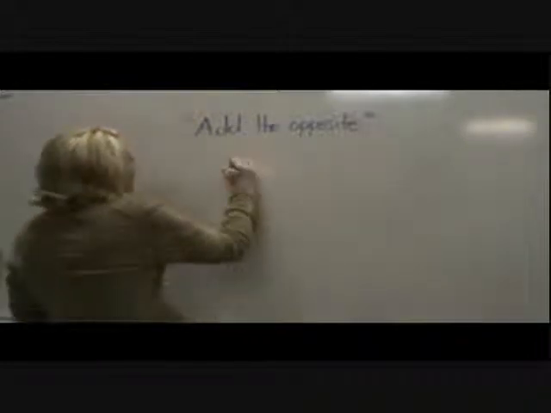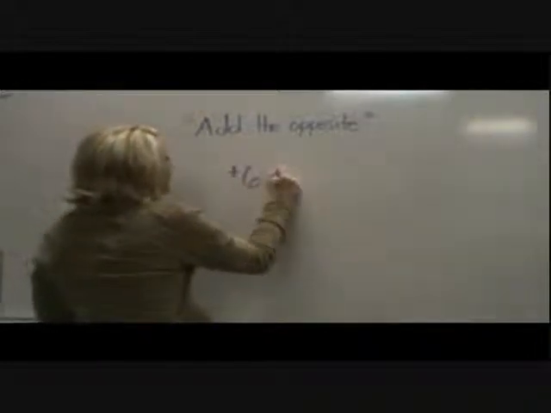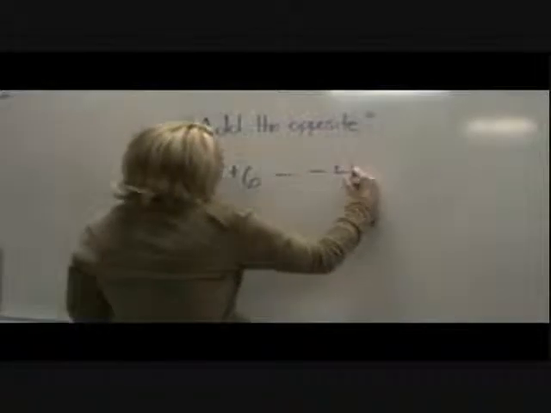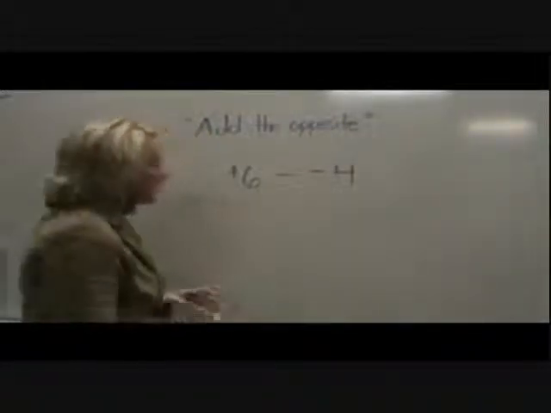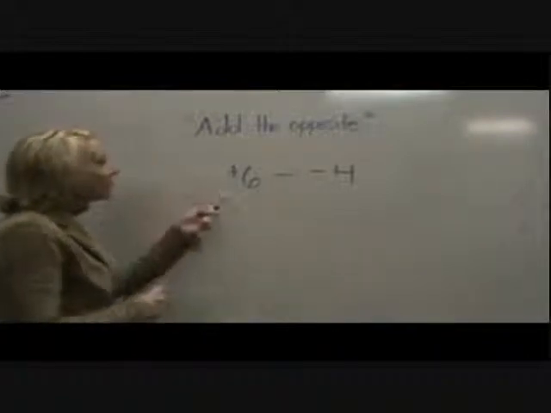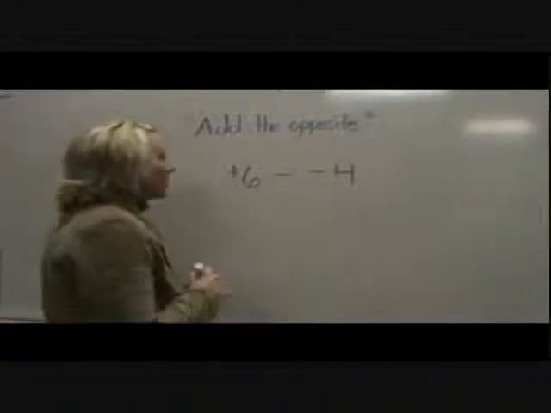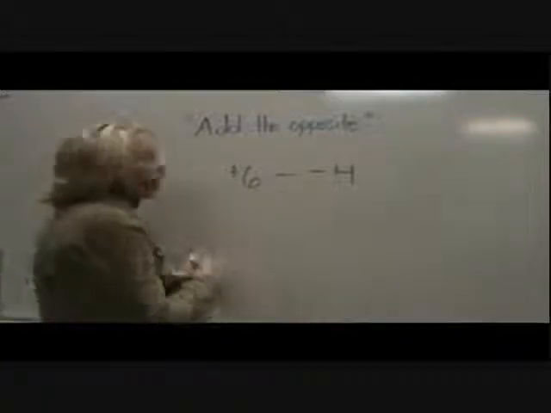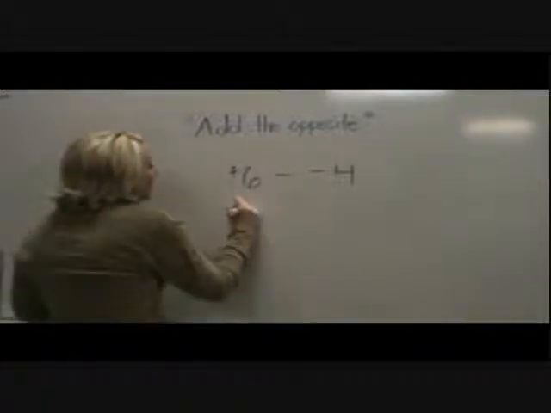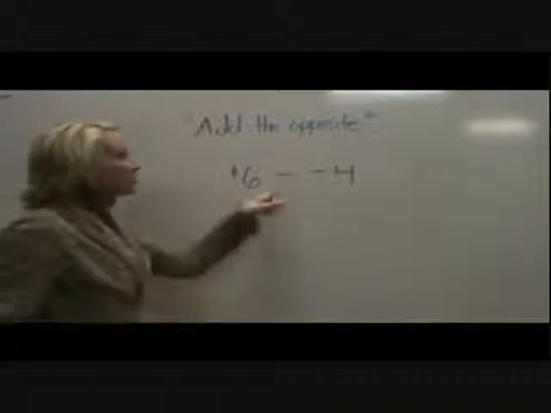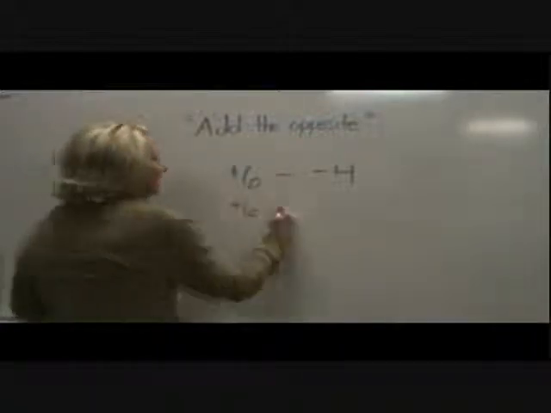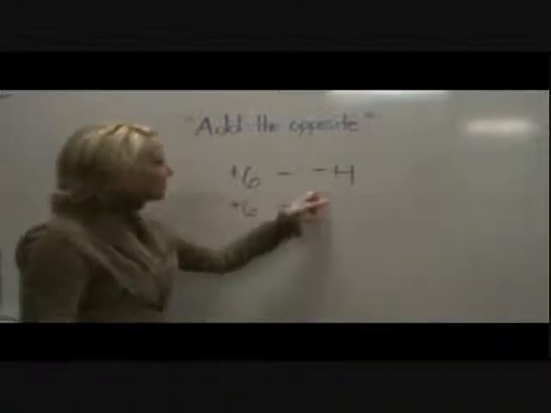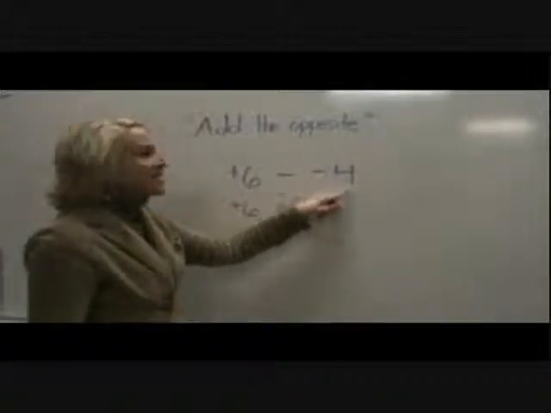Let me do another example. For starters, let's start with a positive number this time. Positive 6, subtract negative 4. Again, before you can do anything, you have to change this into an addition problem. So the first number we leave alone. Leave it alone. Another thing you can do is rewrite the problem underneath. So we leave this number alone. Then we change our subtraction sign to an addition sign. And then what we do for the next addend is we have to take the opposite.